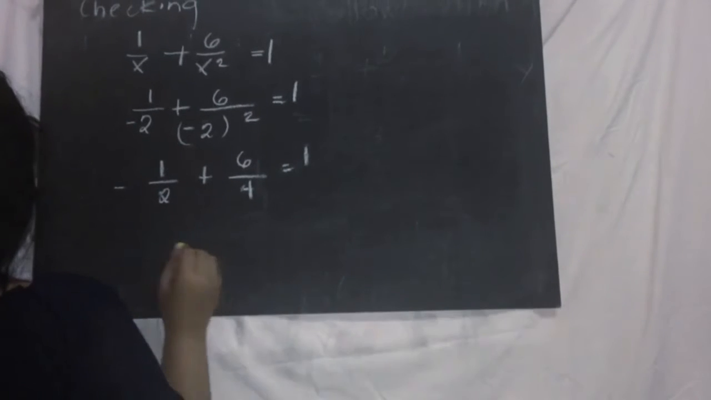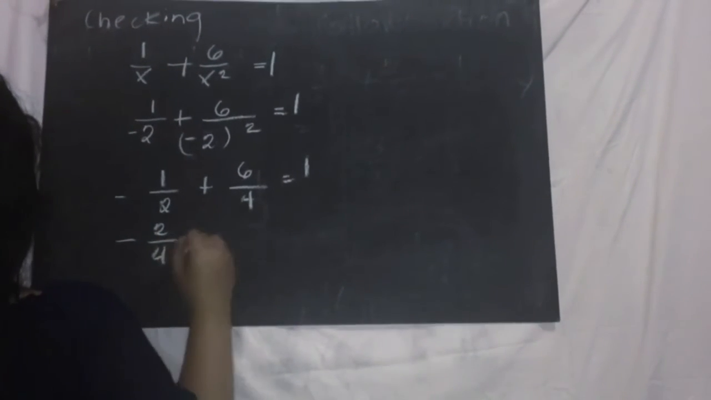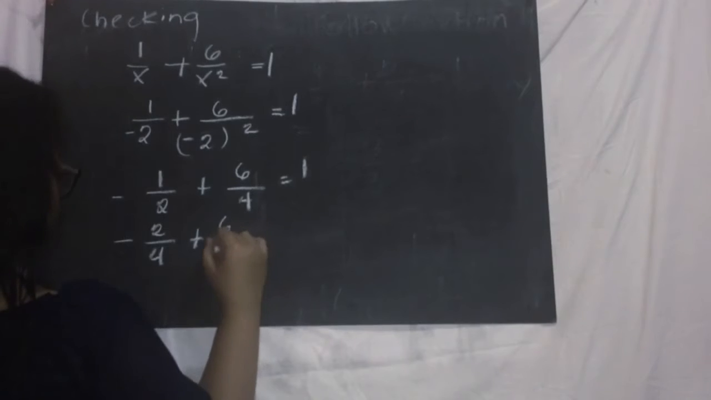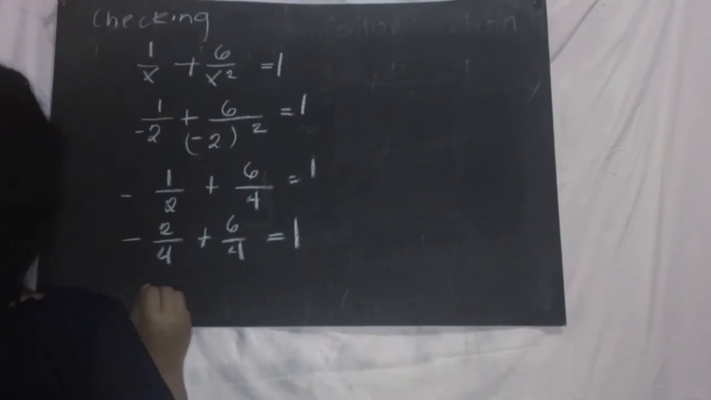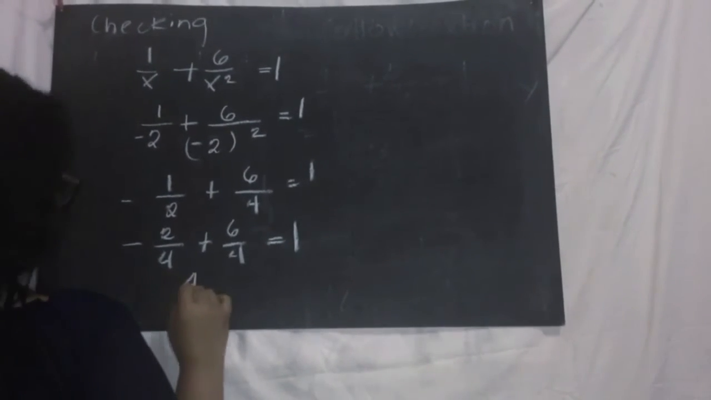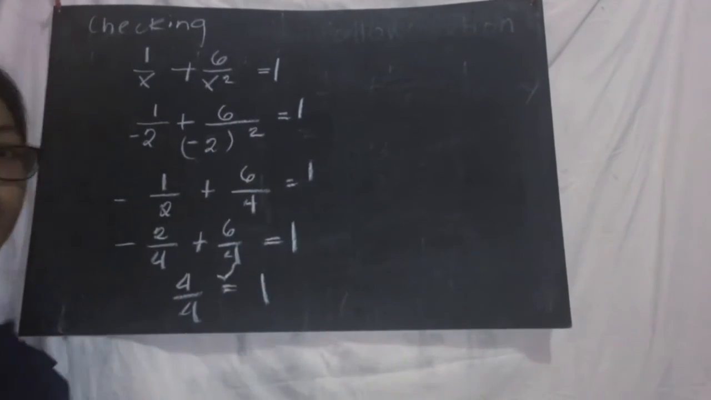So we need to multiply 1/2 by positive 2. So negative 2/4 plus 6/4 equals 1. Negative 2 plus 6 is 4 over 4 equals 1. So our x, which is negative 2, is correct.